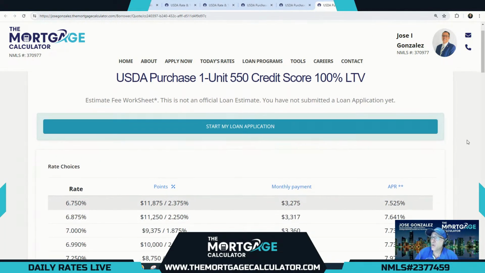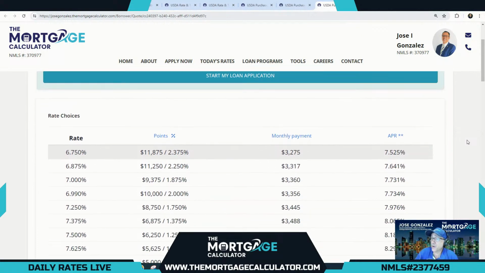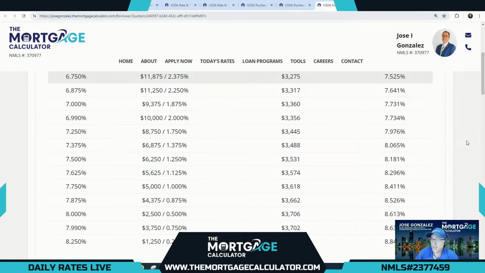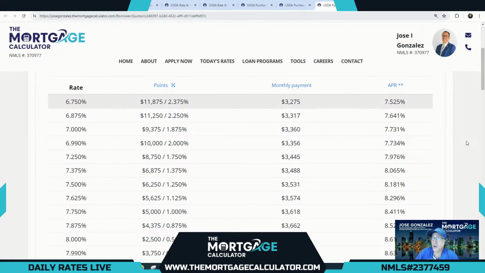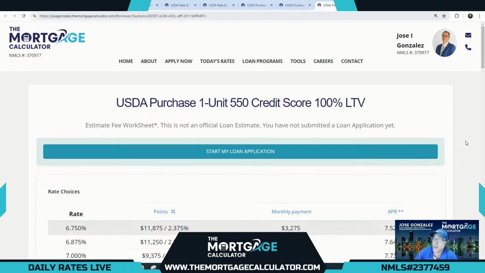And our low FICO score USDA purchase at 100% LTV down to a 550 credit score. 8.25 is our lowest cost option, almost at par. And you can buy that down all the way to 6.75% at 100% LTV for our minimum 550 credit score borrower.